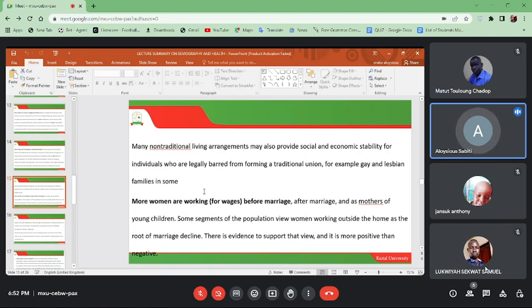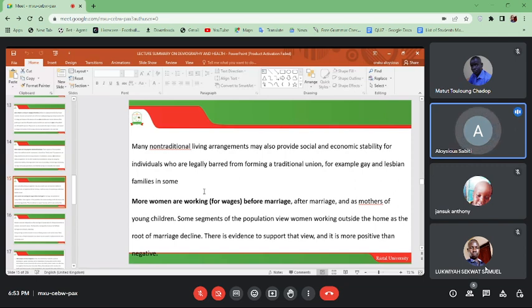Of course, we also try and say that non-traditional living arrangements may also provide social and economic stability for individuals who are legally barred from forming a traditional union. In this example, we are trying to put in gay and lesbian families. A traditional aspect in Africa would bar these gay and lesbian families. However, because of the shifting marriage patterns, we're seeing these unwanted traditional cultures starting to evolve.